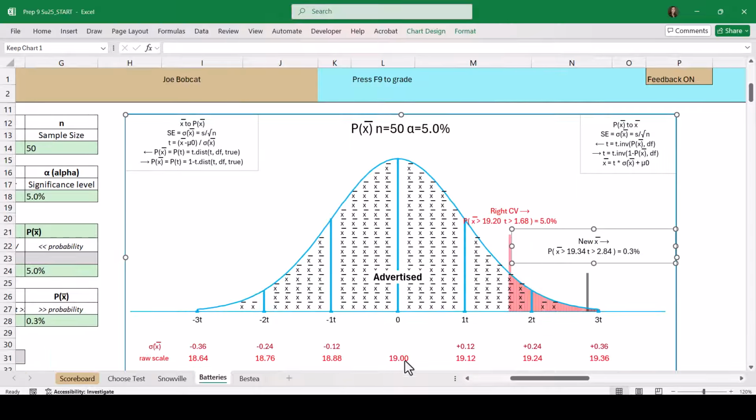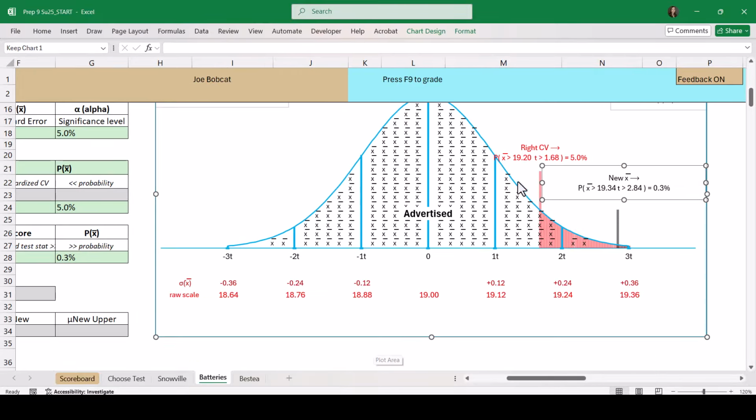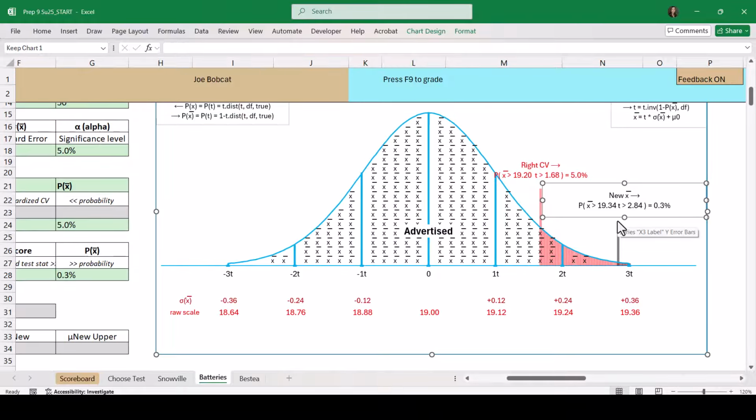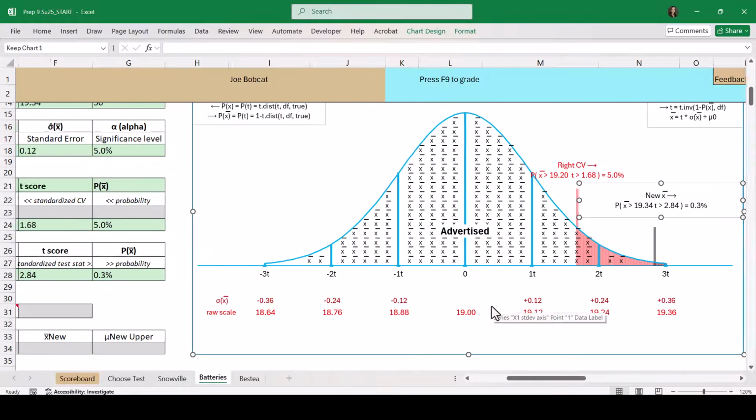So you can see we are going to reject the null. We're going to reject that the battery life is 19, right? Our sample mean is beyond the cutoff, so 19.34 is greater. Our test statistic is more extreme, or it's beyond the critical value of 1.68. And then our percentage is smaller than our alpha. We got 0.3 and the alpha was 0.5%. So you can see we are rejecting that the new batteries belong to this distribution and have a mean of 19. We're going to conclude that they belong to a different distribution and the mean is greater than 19.